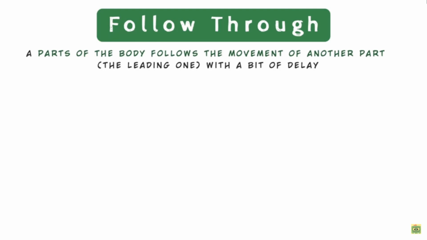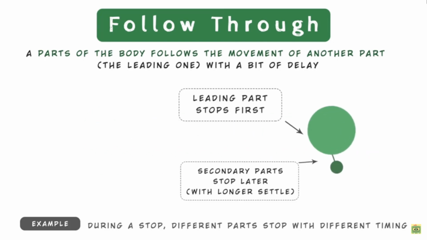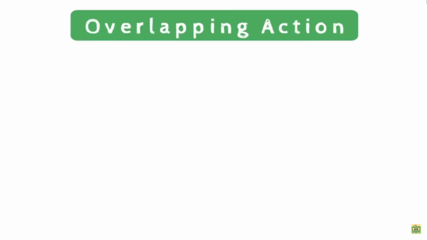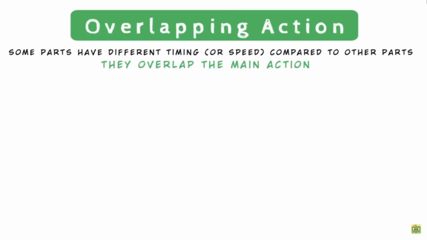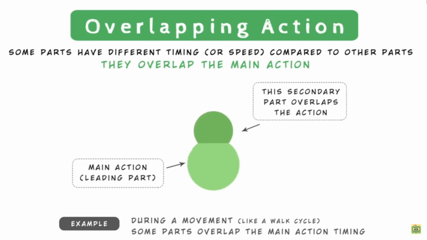Follow-through is the principle that a part of the body follows the movement of another part, the leading one, with a bit of delay. Example, when you have a stop, a part stops first and another one has a delay, so it will stop at a different time. Overlapping action is the principle that some parts have different timing compared to the other parts, so they overlap the main action. Example, during a movement like a walk cycle, a part overlaps the main action. The leading one has a timing, but another one has a different one.